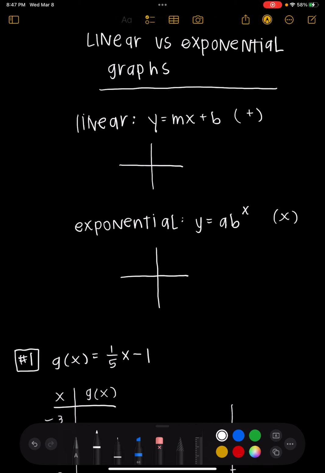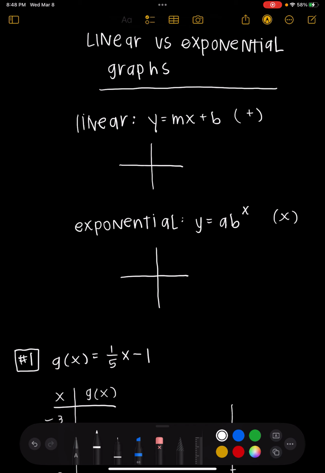Everyone. Today we're going to be talking about linear versus exponential graphs. So the first thing that we need to know is that linear and exponential equations are two different things. Linear equations have a form of y is equal to mx plus b. We've talked about this earlier this year.